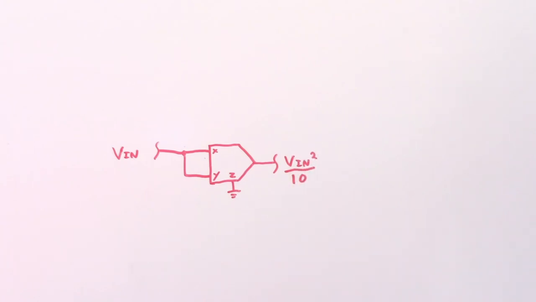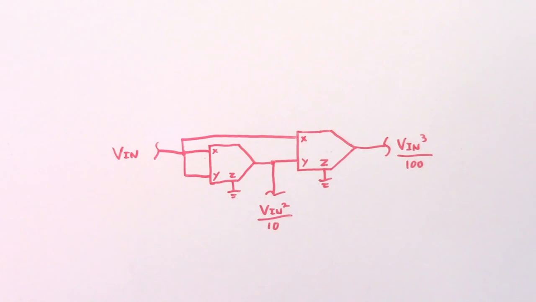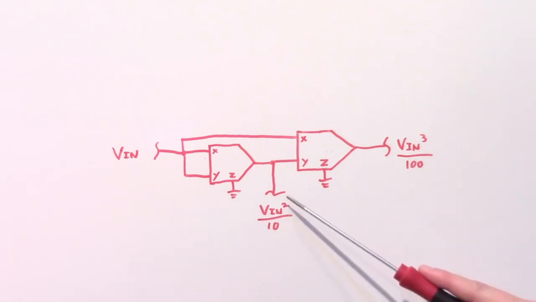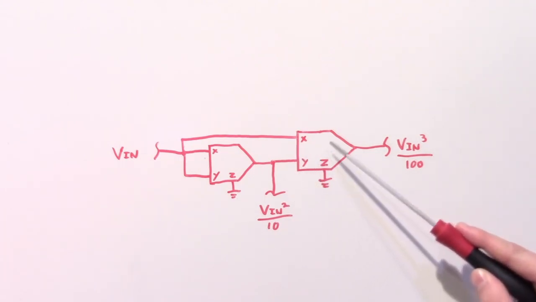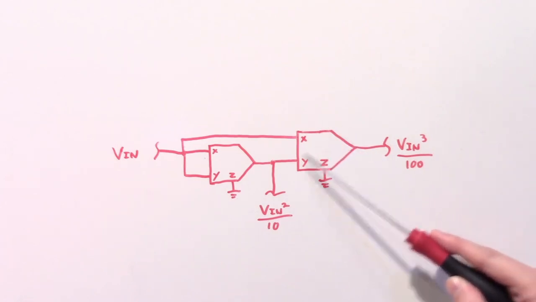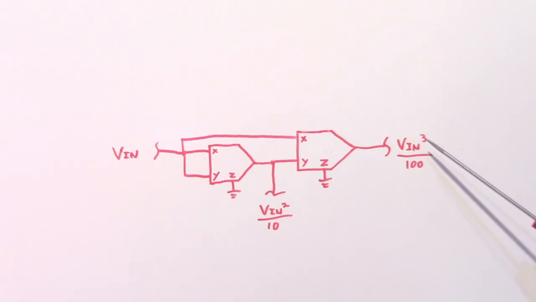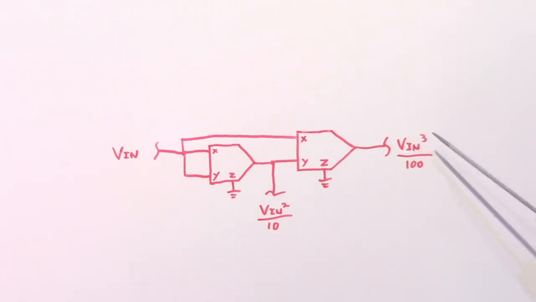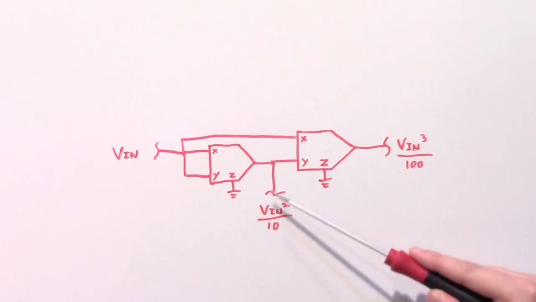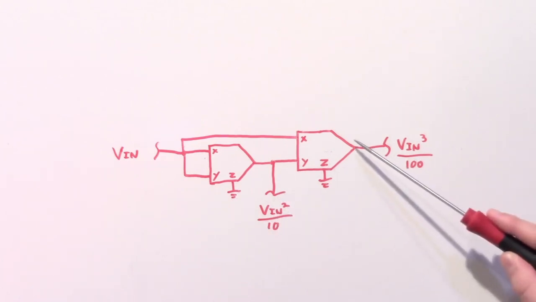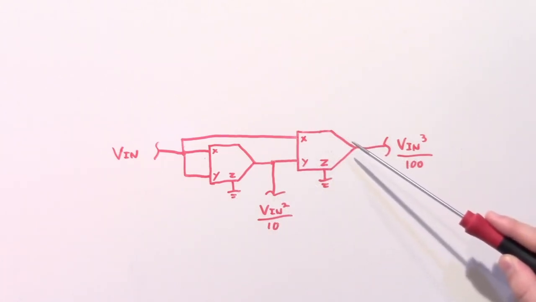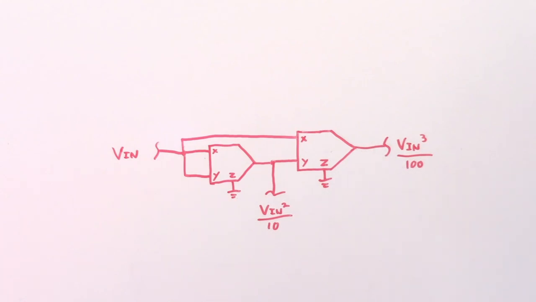But I can take this a step further, add a second analog multiplier, and cube the input voltage. So I simply take the squared voltage, apply it to one of the inputs in the second analog multiplier, and I take the original input voltage and apply it to the second input. And I get the input voltage cubed divided by 100, because of course this first factor is scaled by 10, and this second multiplier will scale by another 10. So let's hook this up on the bench and see how it works.